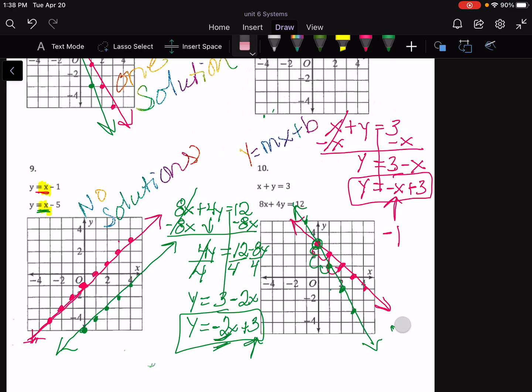So we do see that they cross. They cross right here. And the ordered pair of that, my x value was 0, my y value was 3, and because they cross, there is one solution. So again, if the lines cross at any point, there is one solution. If they never touch, there are no solutions. And if they end up being the same line, there are infinite solutions.